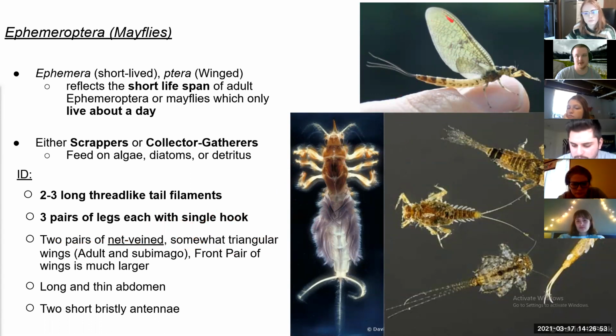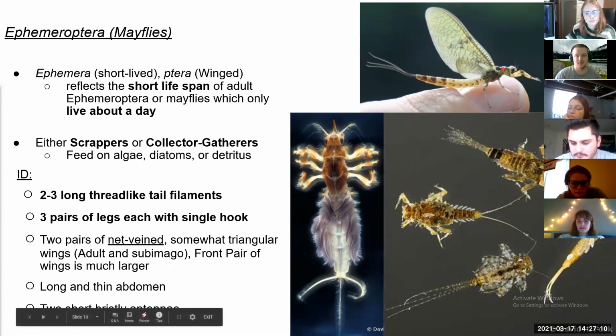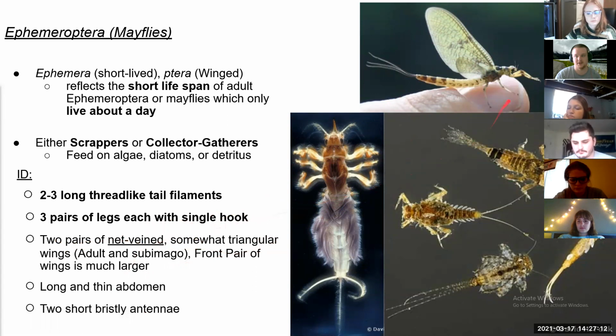With the front pair being much larger. So this is the front pair of wings, and this is the hind pair. And when at rest, the mayfly's wings stick up vertically like this. They don't lay back along its back. And they have a long, thin abdomen and these two short, bristly antennae.